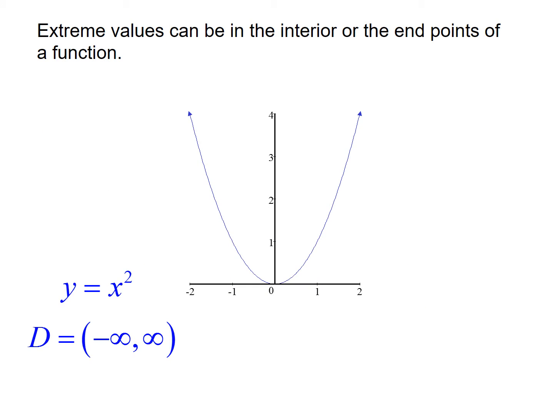Okay, so if we were to look at this parabola, and if its domain is negative infinity to infinity, we would notice that there is only one absolute minimum. And that absolute minimum occurs at (0, 0). Also notice that there is not an absolute maximum. Because both ends go to infinity, there is not an absolute maximum on this function. There's only an absolute minimum, and that absolute minimum occurs here.